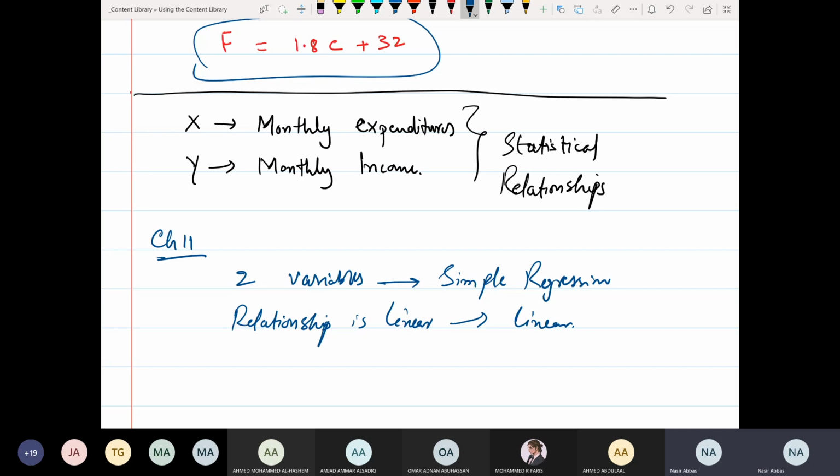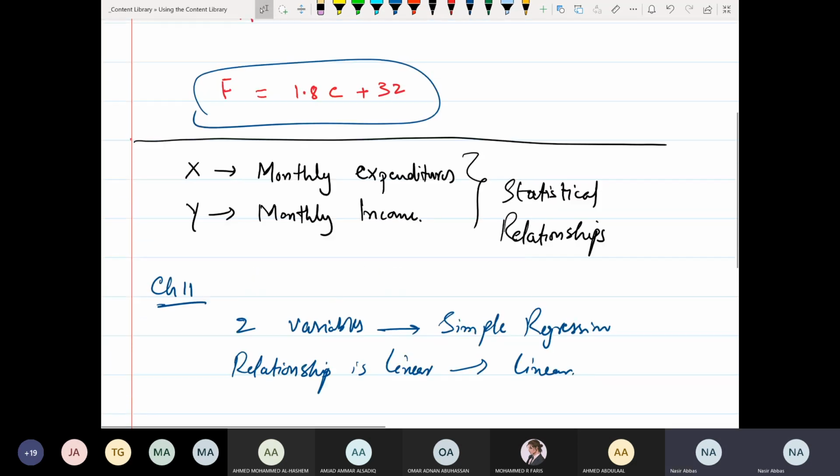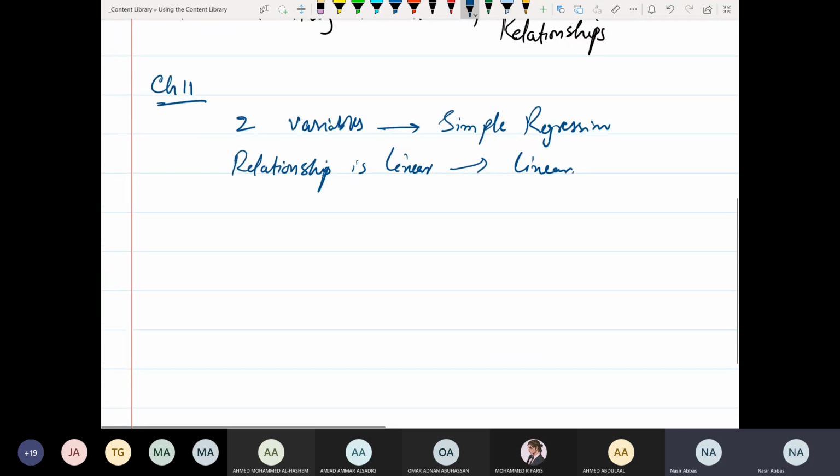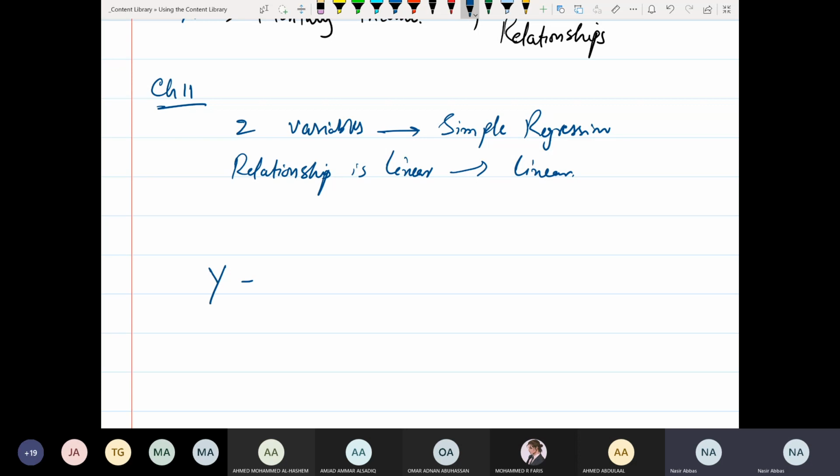You'll be assuming that there are only two variables under the study, and you'll be assuming that the relationship among them is a linear relationship. So you'll be trying to estimate something like this. Let me change the names of these. Income is X and expenditures is Y. So you'll be trying to estimate a line like this one.